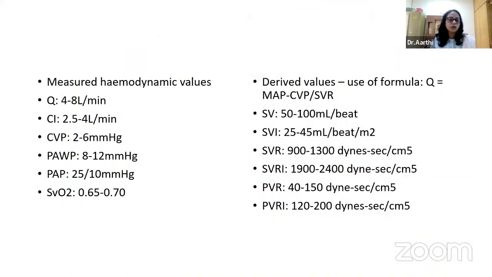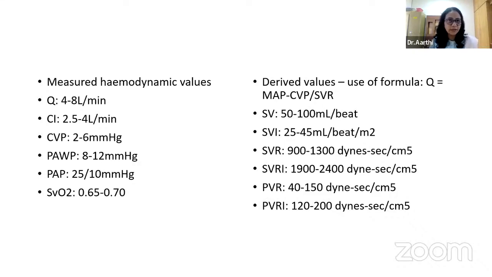So there are normal variables which are measured using a pulmonary artery catheter, and there are derived variables calculated using formulas from the basic variables. So cardiac output can be derived using a pulmonary artery catheter, and hence cardiac index can be calculated. Central venous pressure is documented using the right atrial port, the pulmonary artery wedge pressure is documented when the catheter is wedged, and pulmonary arterial pressures are monitored.